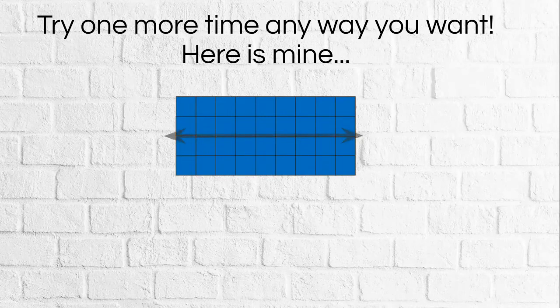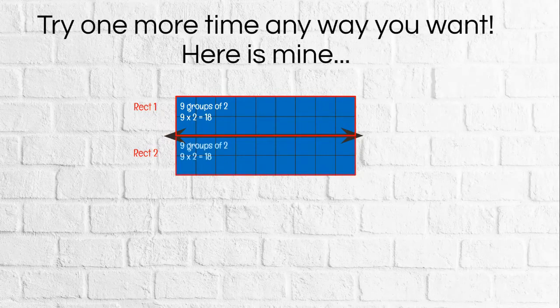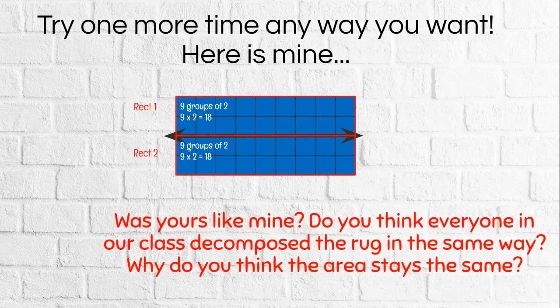All right, here's my way. Ooh, did you see? I did a little flippy on you. Rectangle 1 is now on top instead of on the side, and rectangle 2 is on the bottom instead of being on the right side. Rectangle 1 now has 9 groups of 2. 9 times 2 equals 18. And rectangle 2 also has 9 groups of 2, giving it an area of 18. If I add 18 and 18, it's going to give me that area of 36. The area did not change.